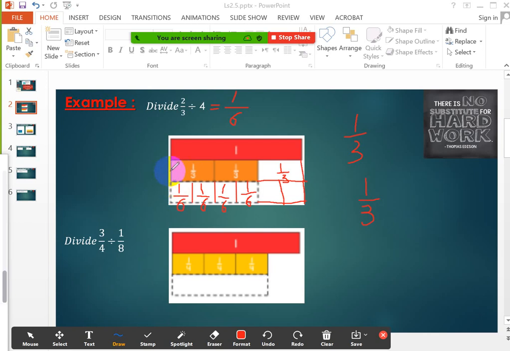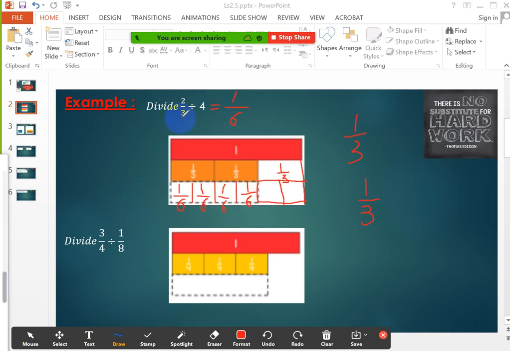Girls, again, I will divide each part into 2 equal parts. I have 3 parts. That means how many parts will there be? 3 multiplied by 2 equals 6. That means I will divide it into 6 equal parts. Okay? Count it. This is 6 equal parts. So each one will be 1 over 6.